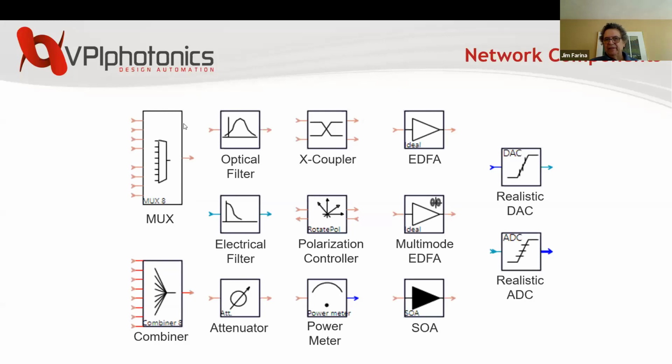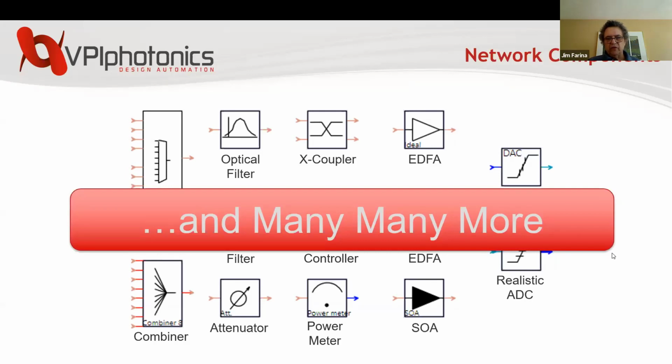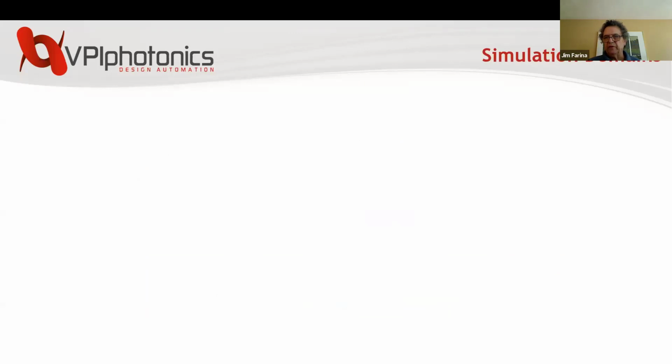Network components, there's so many. There's all kinds of filters, muxes, combiners, optical filters, cross couplers, polarization controllers, as well as EDFAs, multi-mode EDFA, SOAs. And then very important if you're doing any kind of DSP or signal processing, we have a realistic DAC model that allows you to adjust the offsets and nonlinearities and things like that, both for the DAC and the ADC. So there's lots more network components that you need to really build a real system.